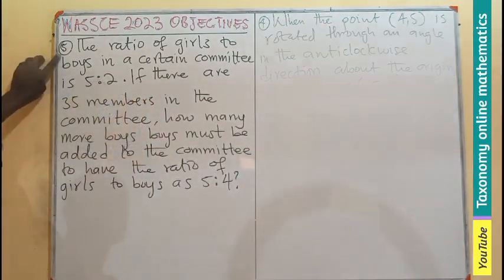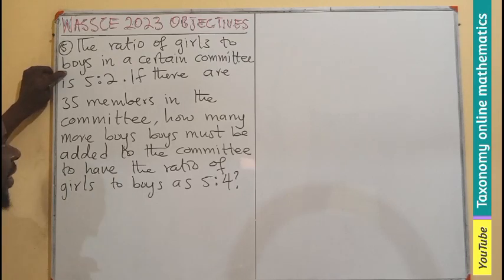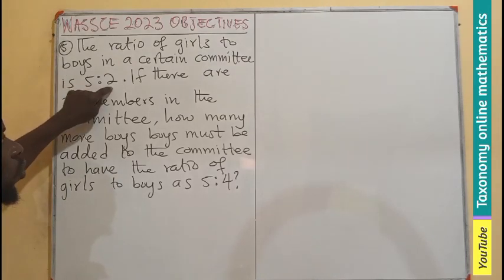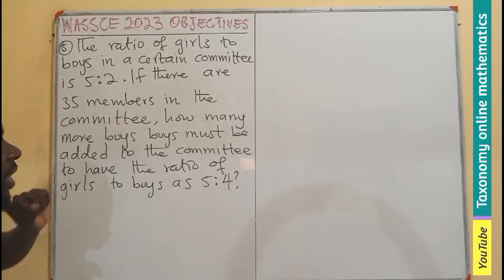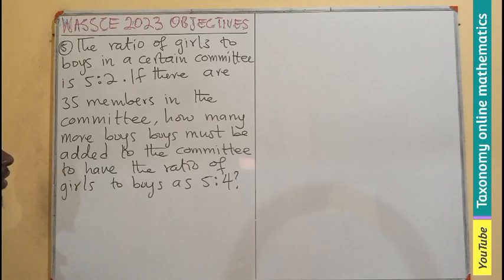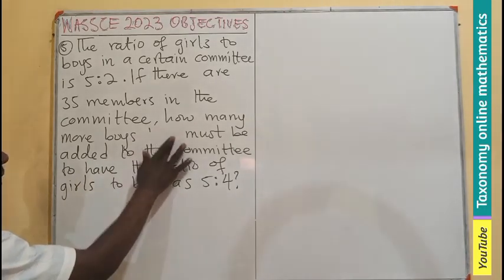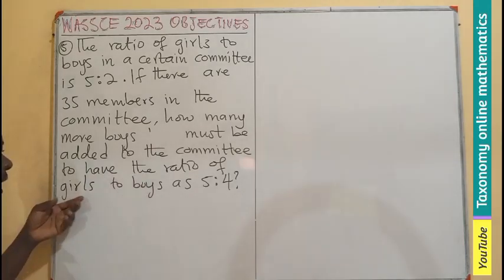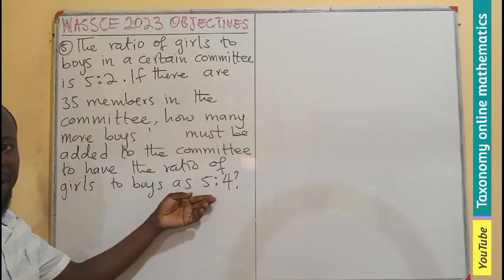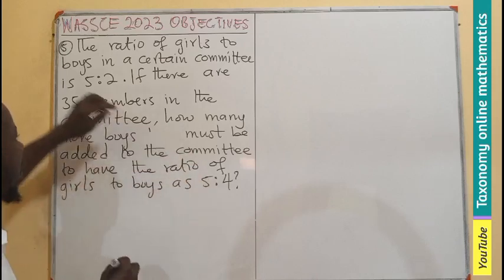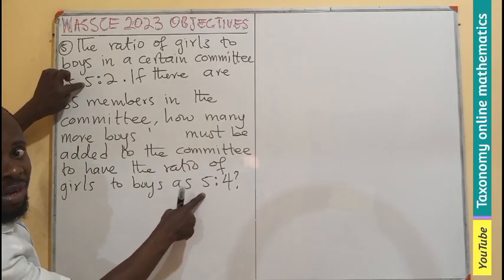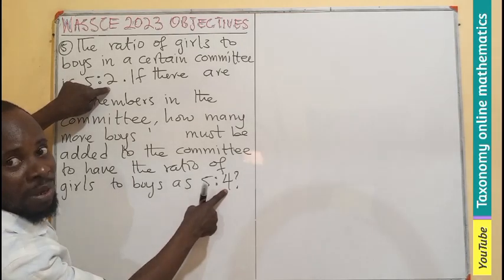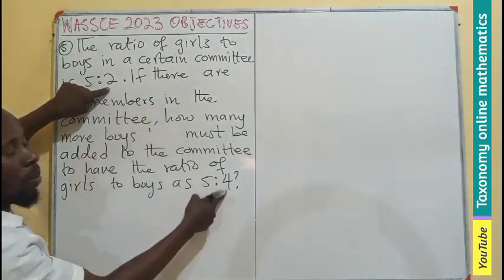Number 5. The ratio of girls to boys in a certain committee is 5:2. If there are 35 members in the committee, how many more boys must be added to the committee to have the ratio of girls to boys become 5:4? You can see the original ratio is 5:2 and the new one is 5:4, meaning the number of girls remains the same. It is the number of boys that has been doubled.